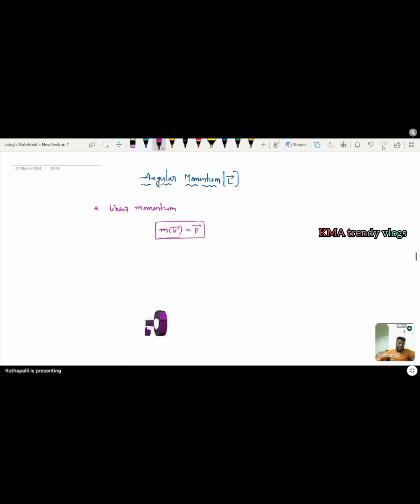Now, what does angular momentum mean? How can we explain angular momentum? Very simple. Let us consider a situation like this: x and y axis, like the xy plane. Now, an object of mass m is traveling with a velocity v, and is being observed from the origin. Listen carefully. It is being observed from the origin.